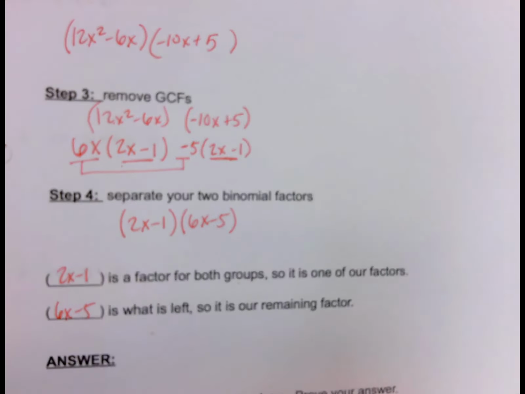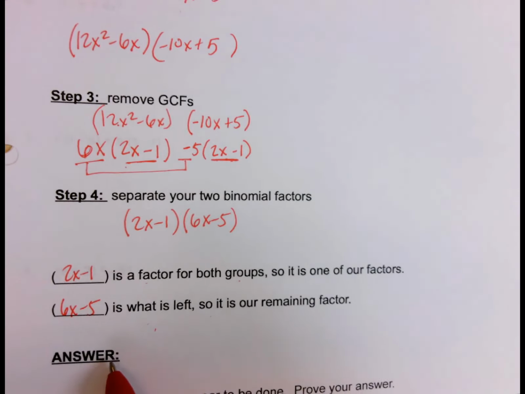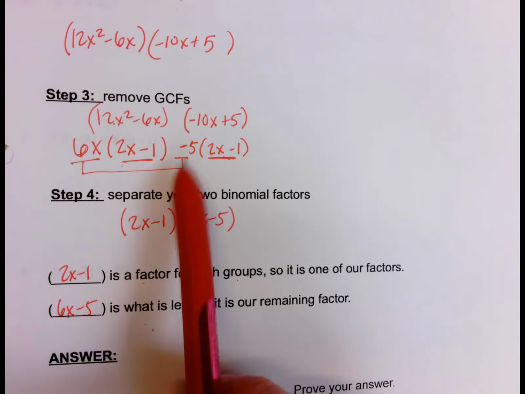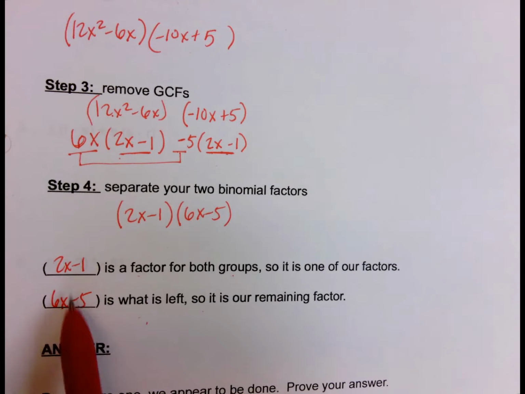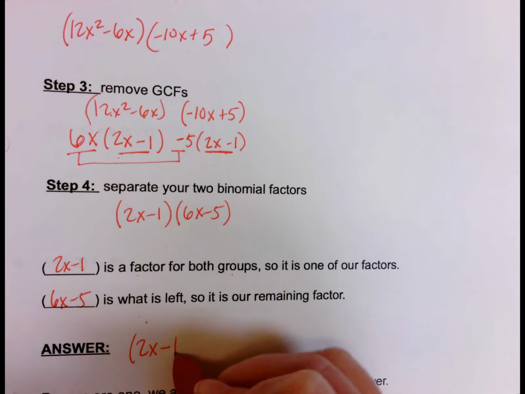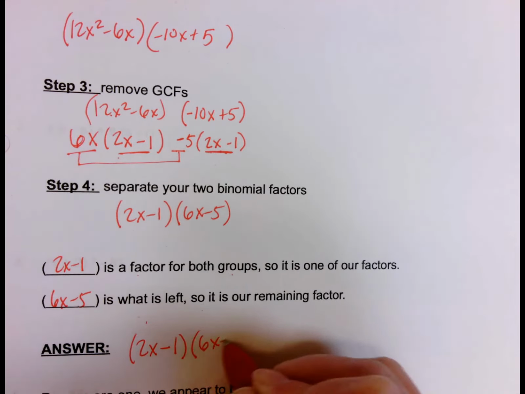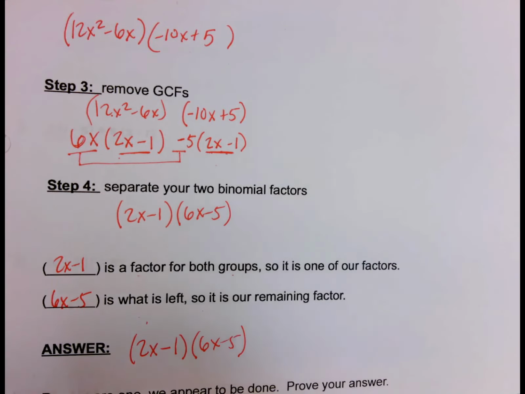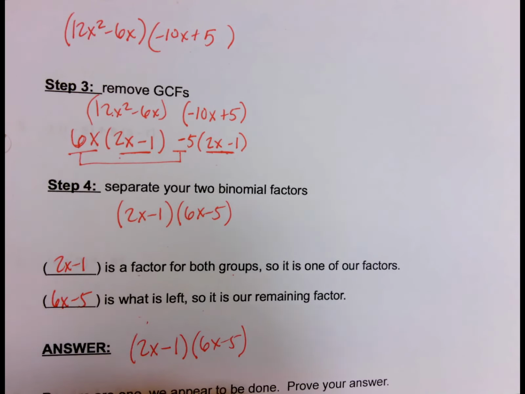Sorry, you couldn't see that. All right, and so that's what we've done on this. We've literally just pulled out this, and then our leftovers, those greatest common factors, become the second factor. Okay, so the answer here that we have is 2x minus 1 and 6x minus 5. The powers appear to be 1, so we appear to be done, but we still have to prove our answer. So let's do that. Let's prove.